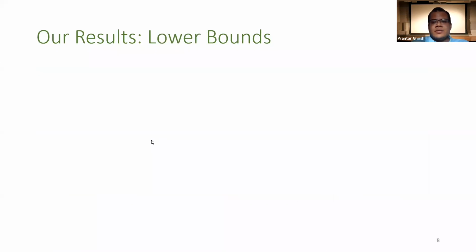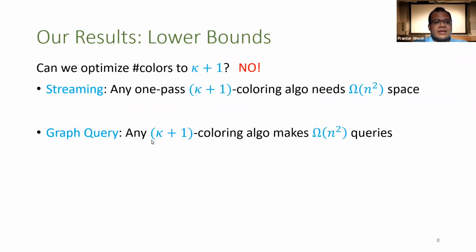We also prove several lower bounds in this model. A natural question is that given that every graph is kappa plus 1 colorable, and that there are sublinear algorithms for delta plus 1 coloring, can we also get an algorithm that uses kappa plus 1 colors, not just kappa times 1 plus epsilon colors? We answered this question in the negative, and we show that in the streaming and graph query models, any kappa plus 1 coloring algorithm would need omega n squared space and omega n squared queries respectively.